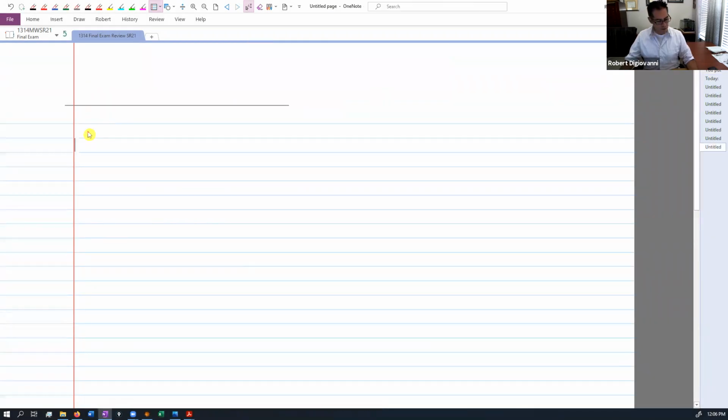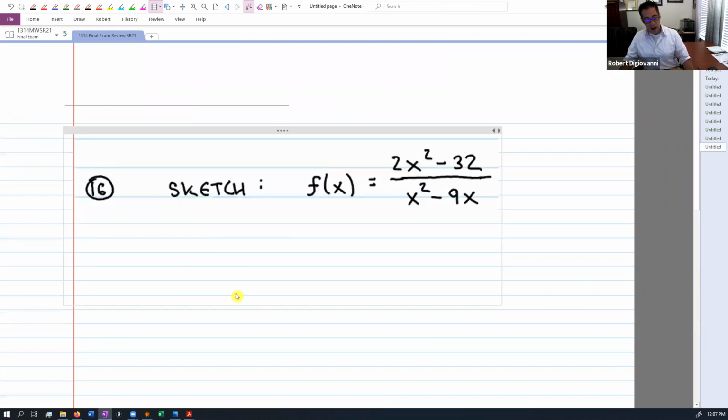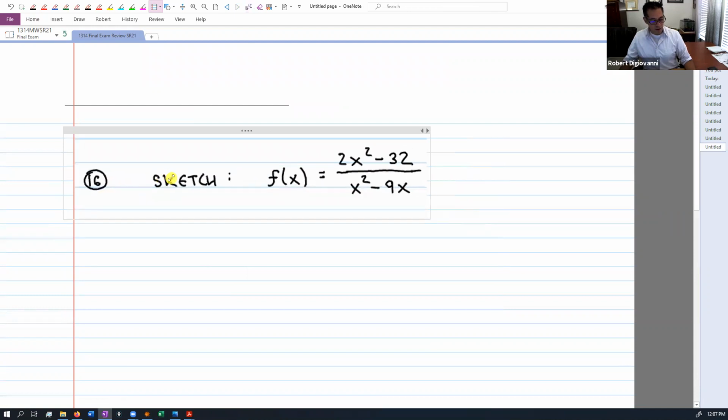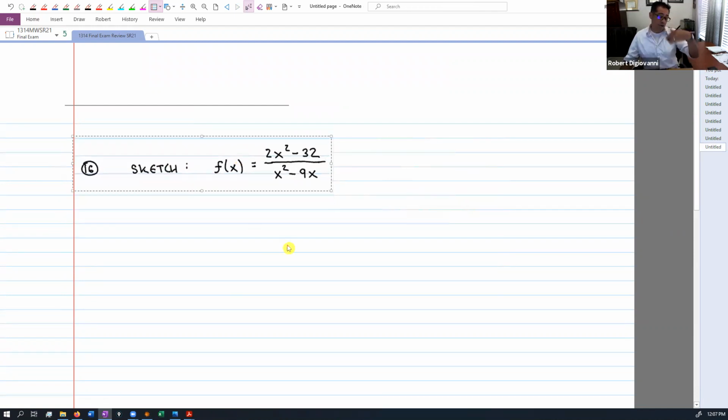Okay, so for number 16, this is a rational function. We know it's a rational function really because it's a fraction. That should tell you. But we have to do all the steps for this. If you go back and look in your notes, it's a bunch of steps and they're a pain. So first thing I'm going to do is find the X-intercepts. And to do that, we set the top equal to 0.